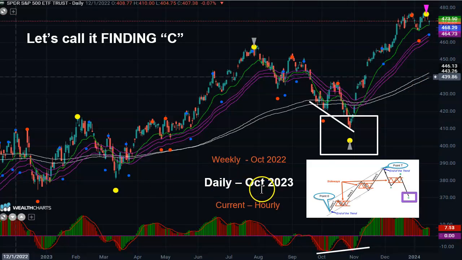And this occurred a year later in October 2023. I showed you the weekly chart where it appeared. Same pattern, same setup. Gray arrow in this purple box.